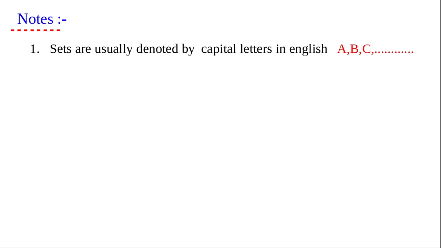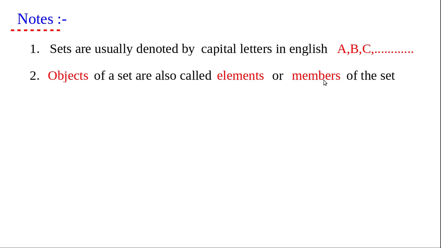Hence, 1, 2, 3, 4 are the numbers or the objects or the elements in the set A. Second, notice this, objects of a set are also called elements or members of the set. Object, elements, members are synonyms. They denote the same thing. Clear?